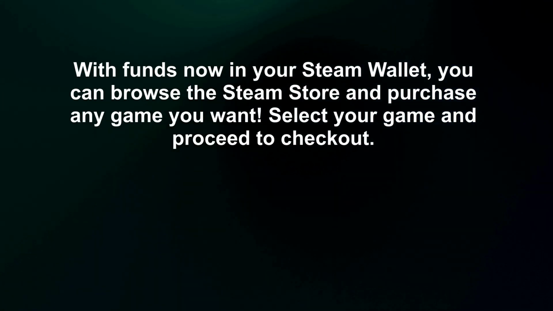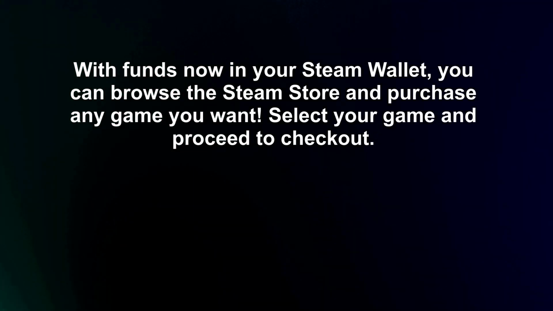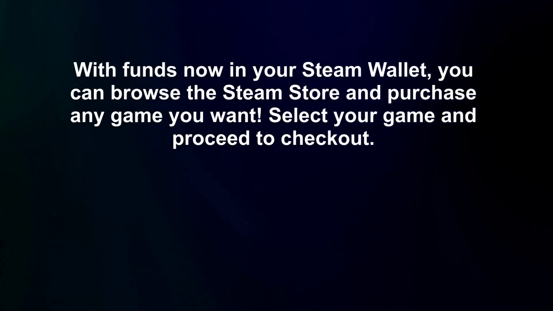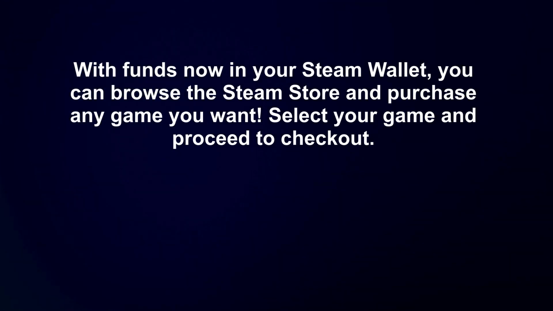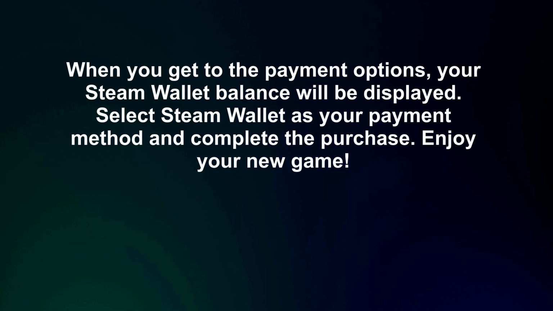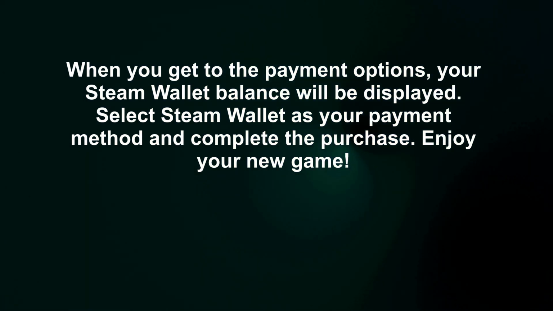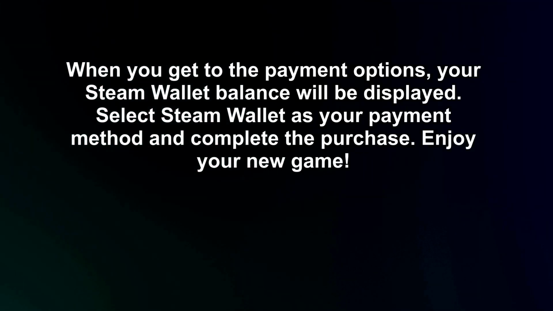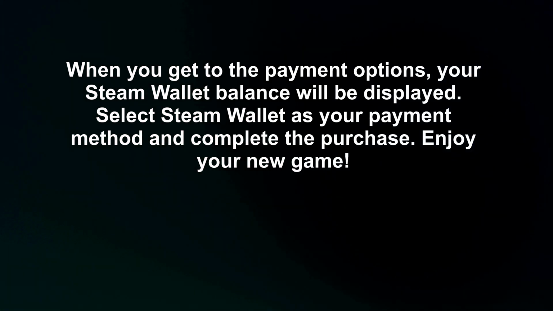With funds now in your Steam wallet, you can browse the Steam store and purchase any game you want. Select your game and proceed to checkout. When you get to the payment options, your Steam wallet balance will be displayed. Select Steam Wallet as your payment method and complete the purchase. Enjoy your new game.